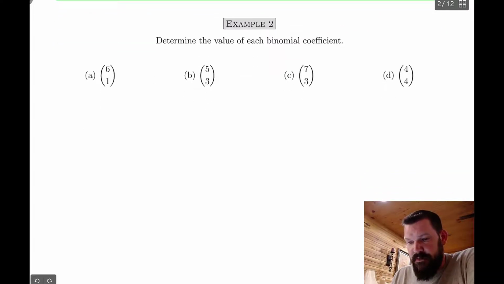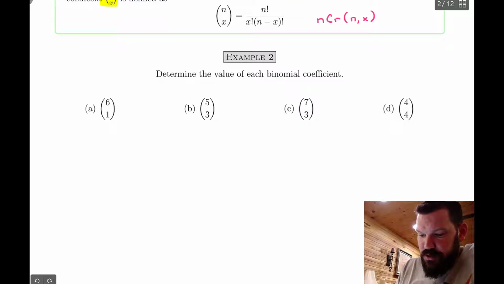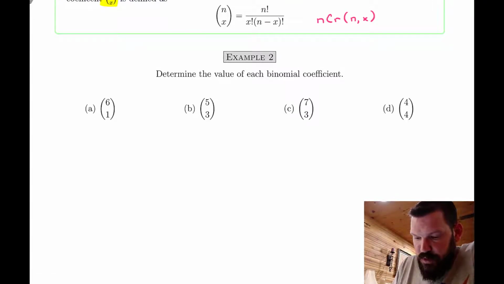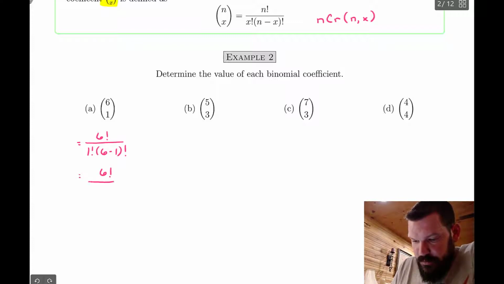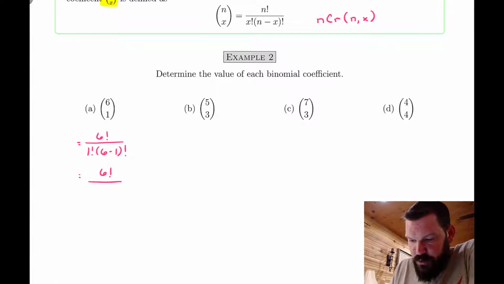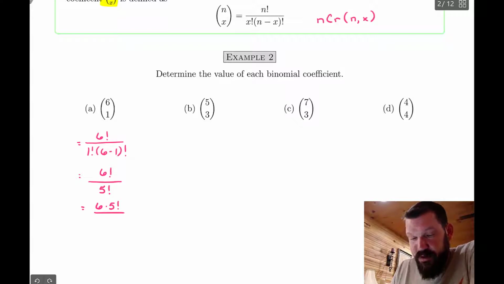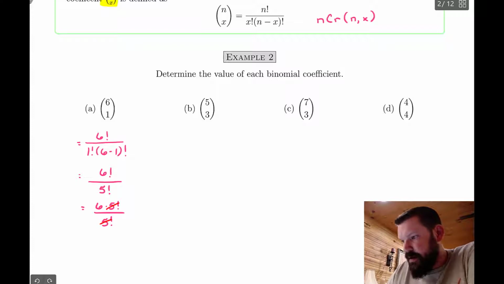So the first one we have is 6 choose 1. So using the notation, 6 choose 1 is equal to 6 factorial over 1 factorial times 6 minus 1 quantity factorial. 1 factorial is just 1, so we're going to ignore that value. Then 6 minus 1 is 5. So this gives us 6 factorial over 5 factorial. We'll expand that numerator a little bit to give us something that we can cancel in the numerator and denominator. And we are left with 6.